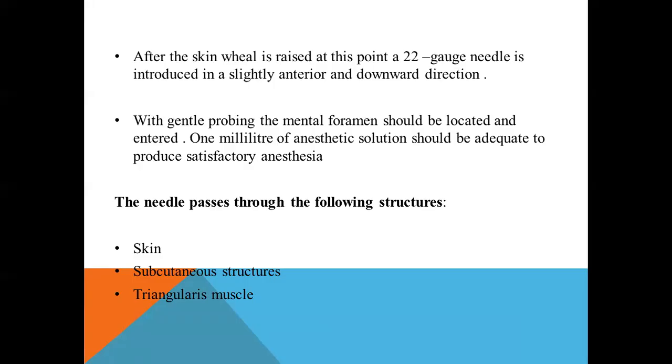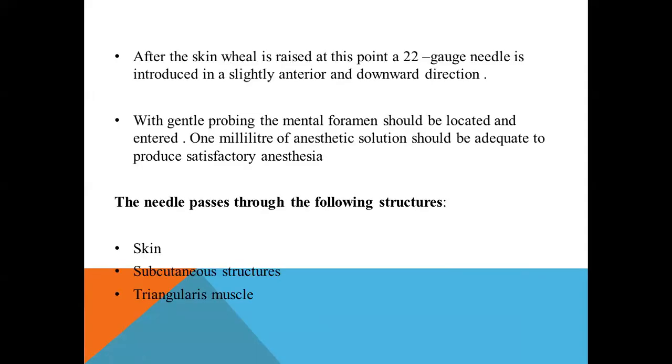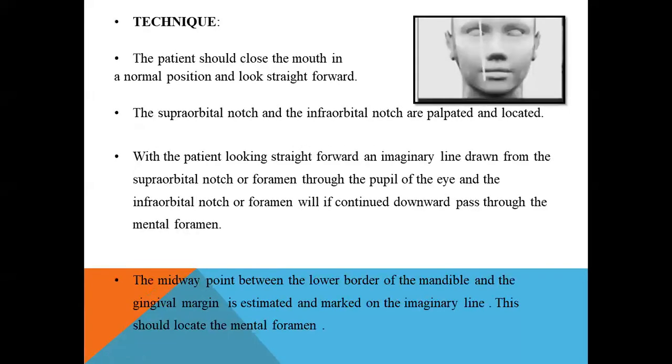1 milliliter of anesthetic solution should be adequate to produce sufficient anesthesia. The needle passes through the following structures: skin, subcutaneous connective tissue, and triangularis muscle. This is a picture that shows the region where you are going to block the mental nerve. First, you have to draw a straight line along the supraorbital notch, infraorbital foramen, through the mental foramen.